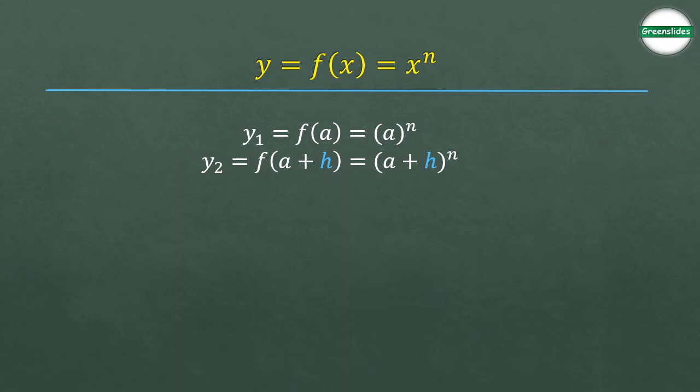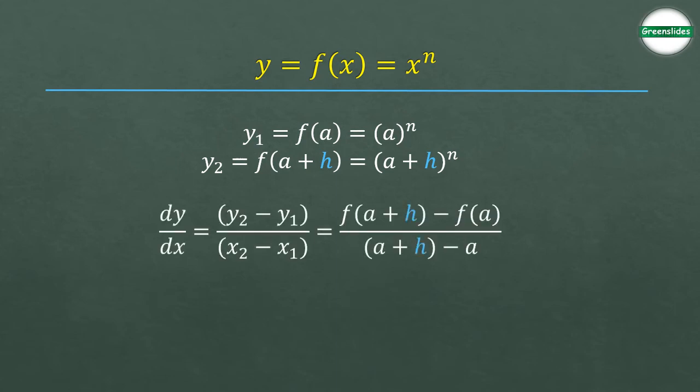Now if we write dy by dx here, what is that? That is basically the change in y by change in x, right? And what is the change in y? f(a plus h) minus f(a). What is the change in x? (a plus h) minus a, right? Now if we bring down the values of f(a plus h) and f(a), we have an expression like this.